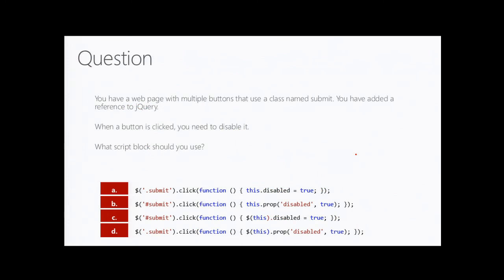We have a web page, multiple buttons, and we want to use a class called submit. So we add a reference to jQuery. When the button is clicked, we need to disable it. This one's going to be easy. So which script block should you use? With class name submit, we want to disable it when the button is clicked. So will it be A? Anybody think A? B? C? Okay, D?